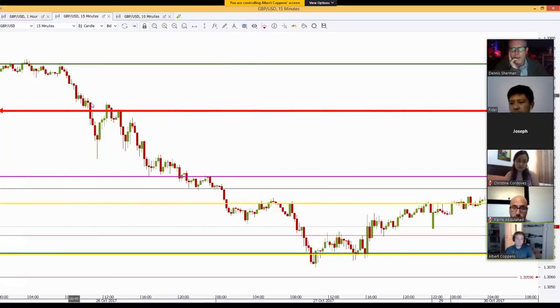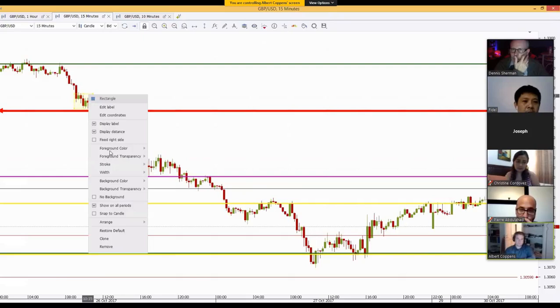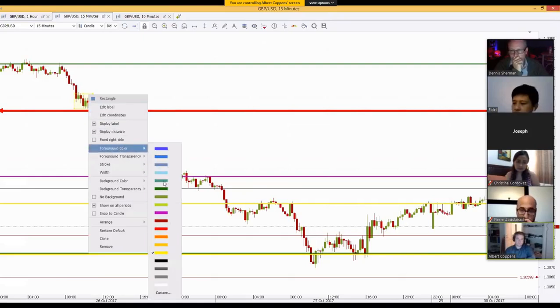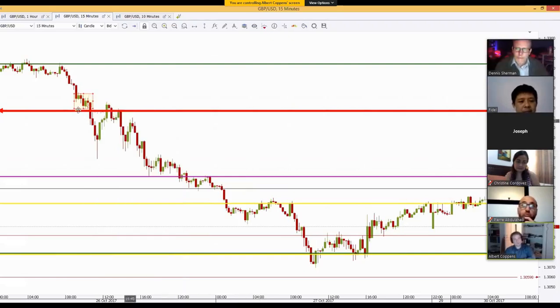Okay, there's a range. You see it? It's here. That's a terrible colour. Let me change the colour. I guess red will show up as well, yeah? Okay, I hit red. Right. In this box is a small range.